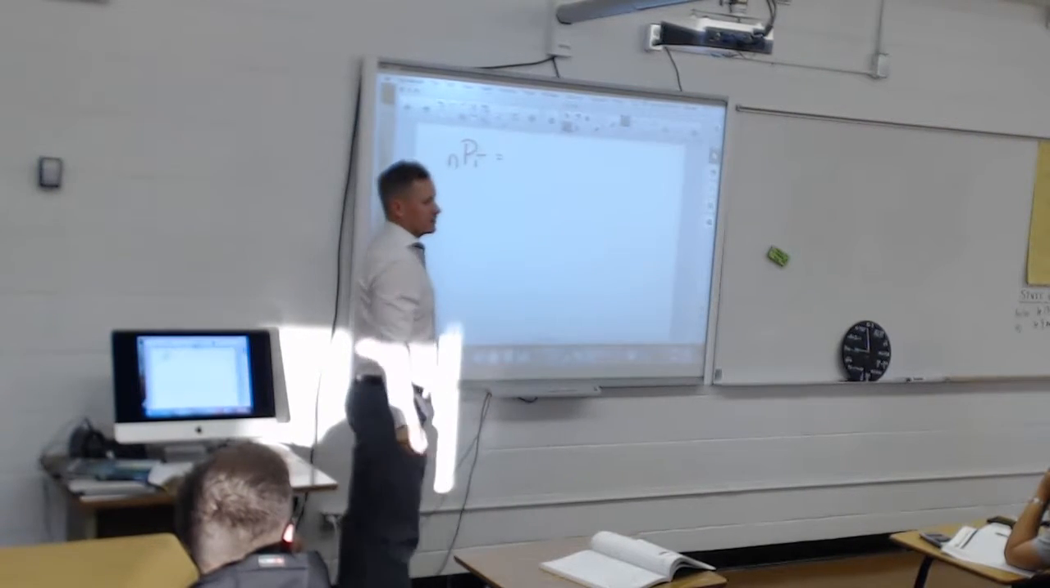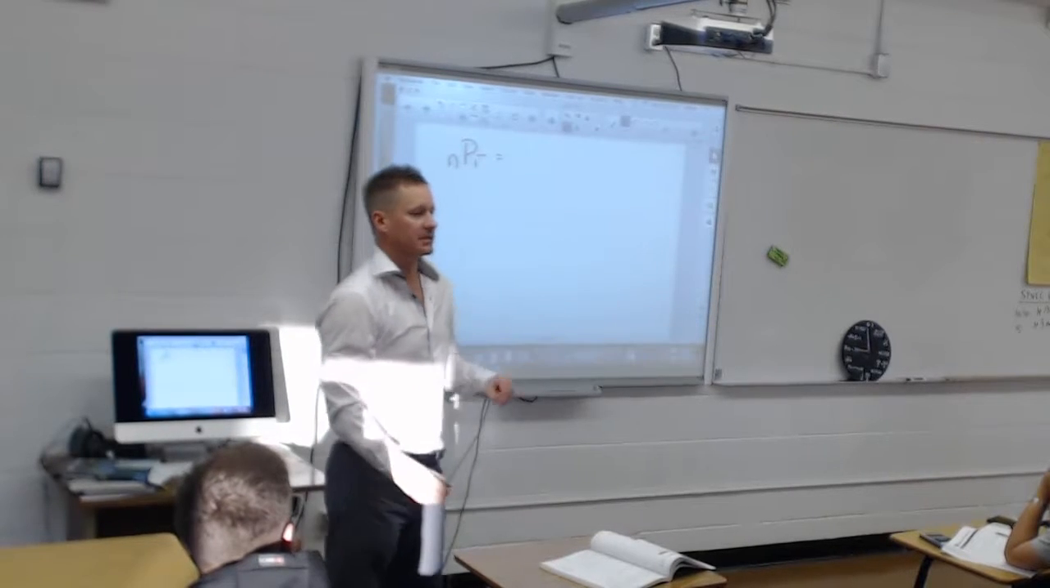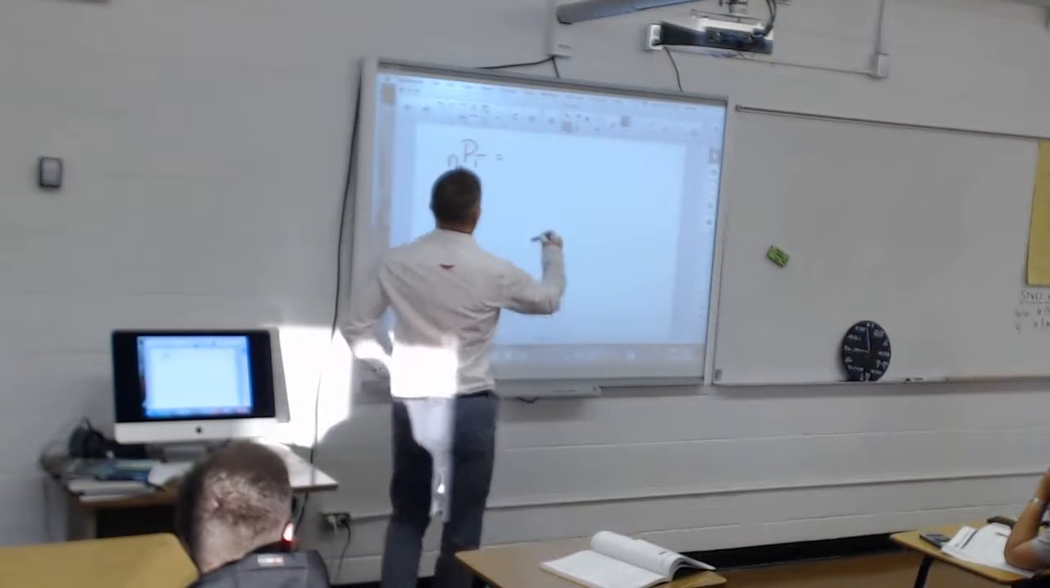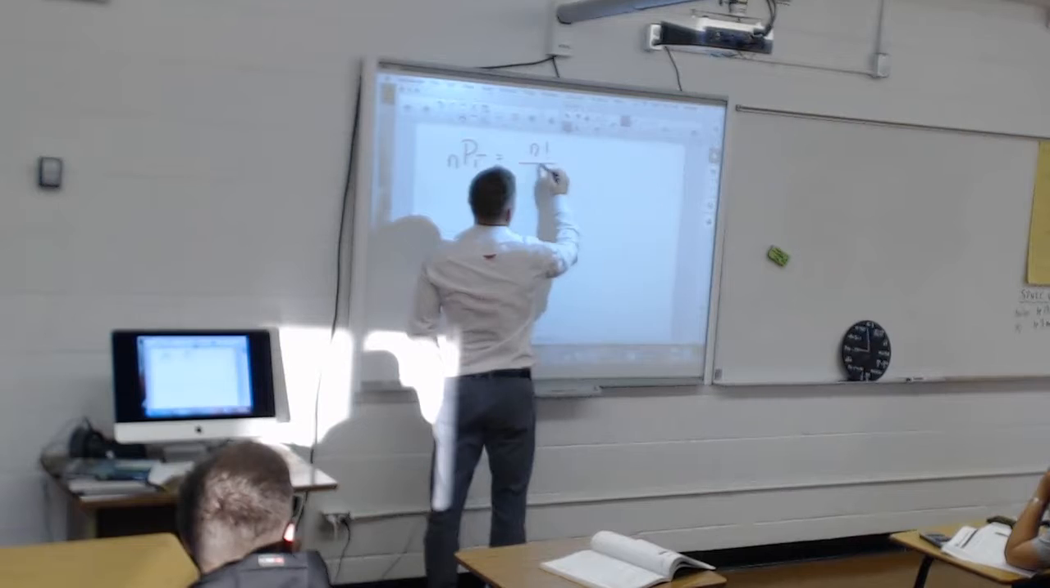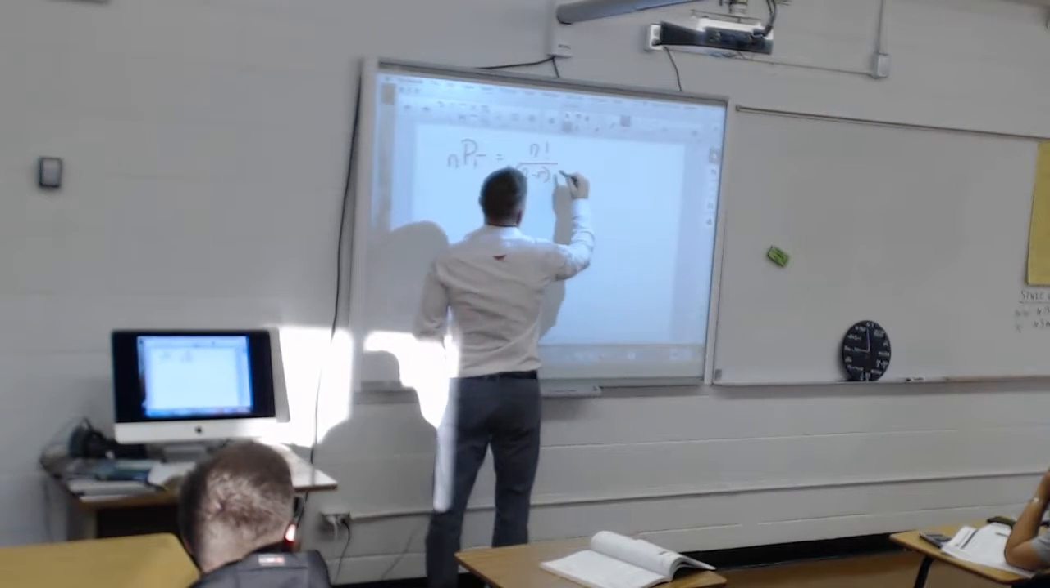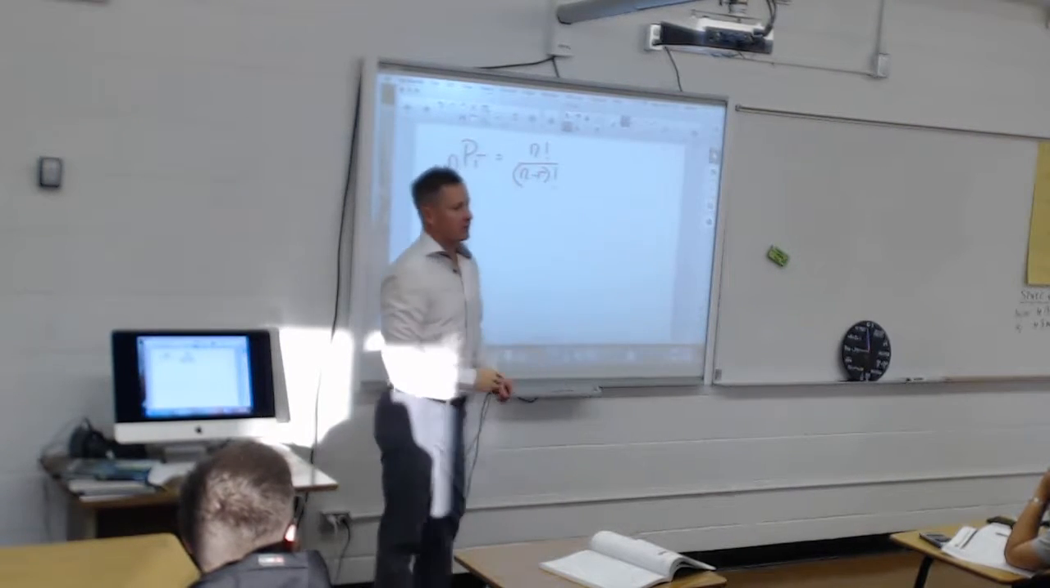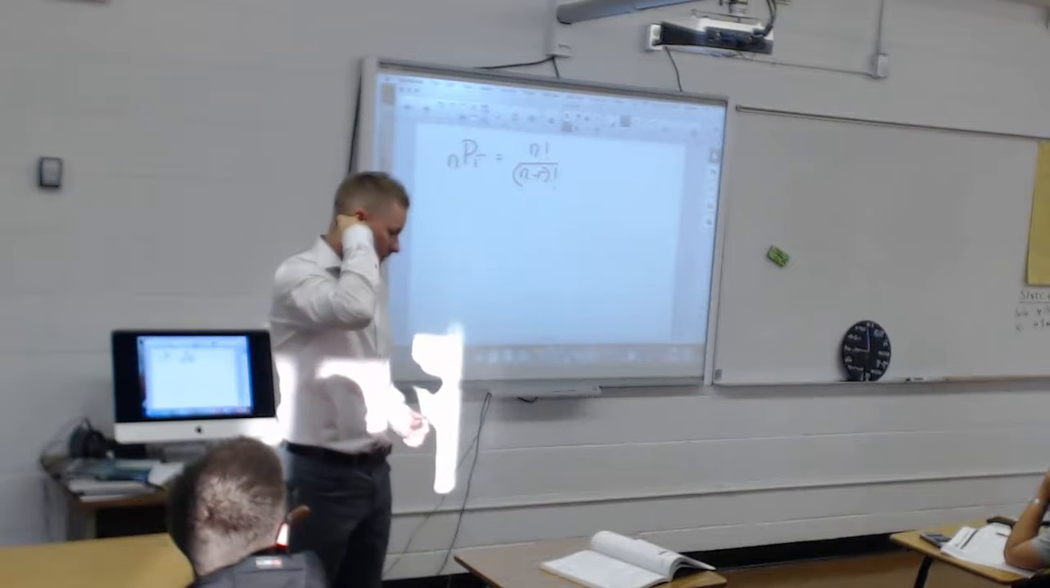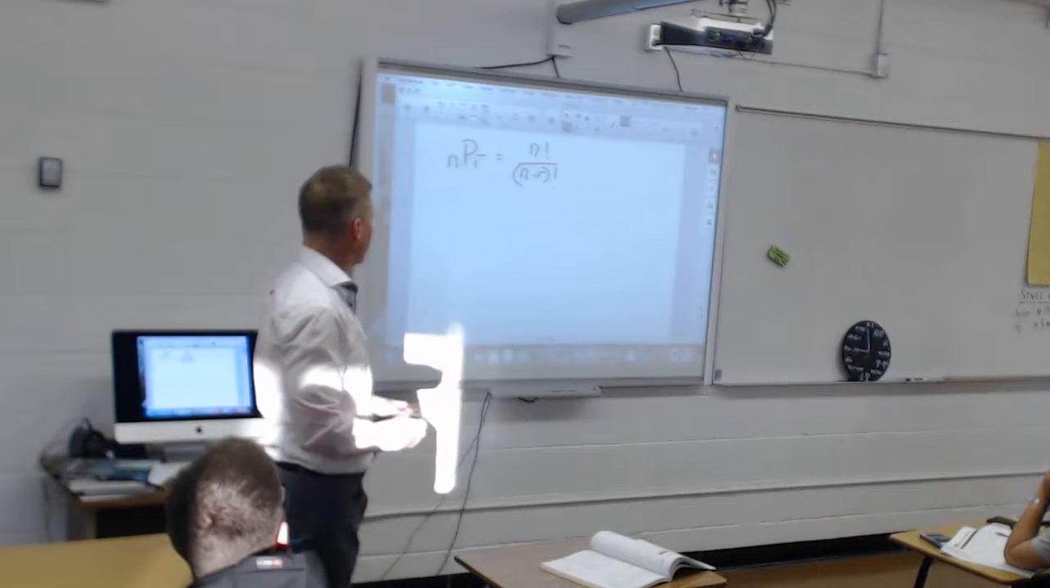working with permutations. So back to the first example that I showed you, this is n factorial over n minus r factorial. Now this is where we're going to start with today, so we have to make sure that we recall what we're doing.